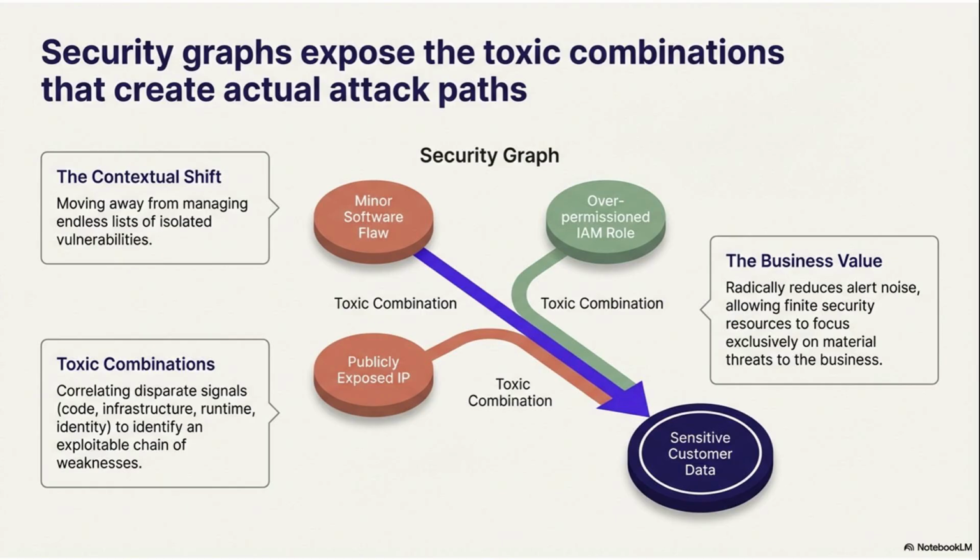Security graphs expose toxic combinations that create actual attack paths. By correlating disparate signals, organizations can identify and mitigate vulnerabilities, radically reducing alert noise and enhancing security posture.